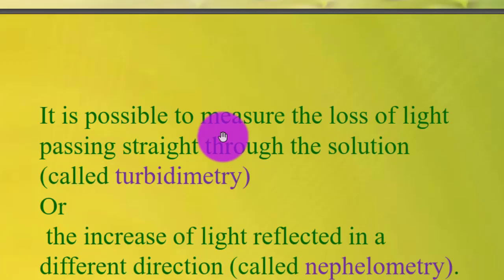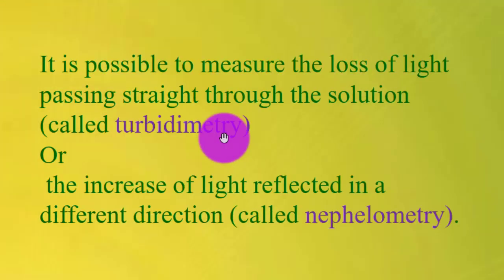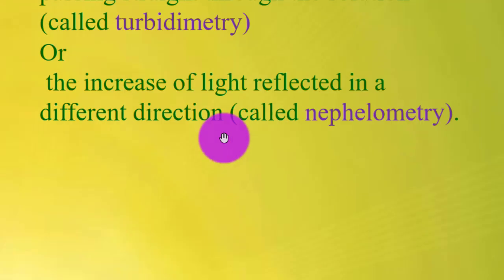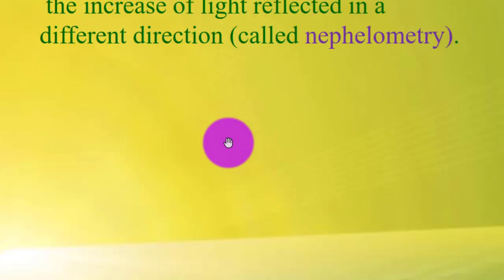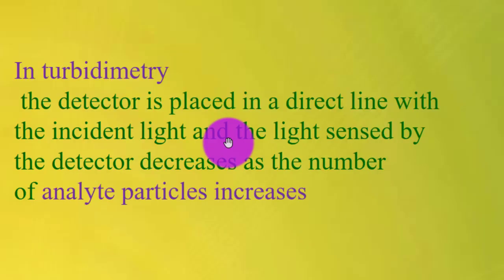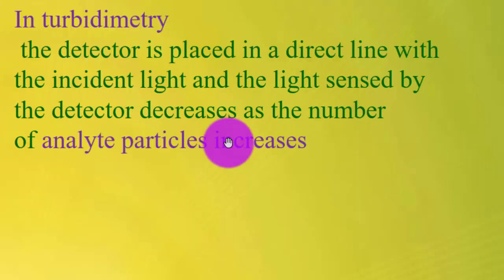It is possible to measure the loss of light passing straight through the solution, called turbidimetry, and the increase of light reflected in a different direction, called nephelometry. In turbidimetry, the detector is placed in direct line with the incident light, and the light sensed by the detector decreases as the number of analyte particles increases.